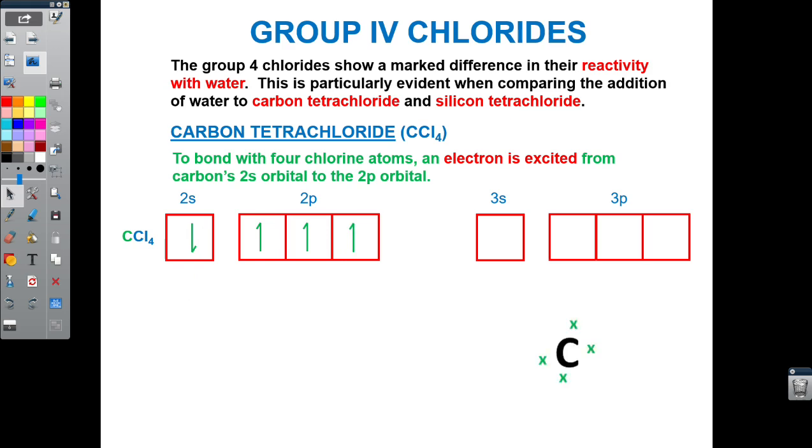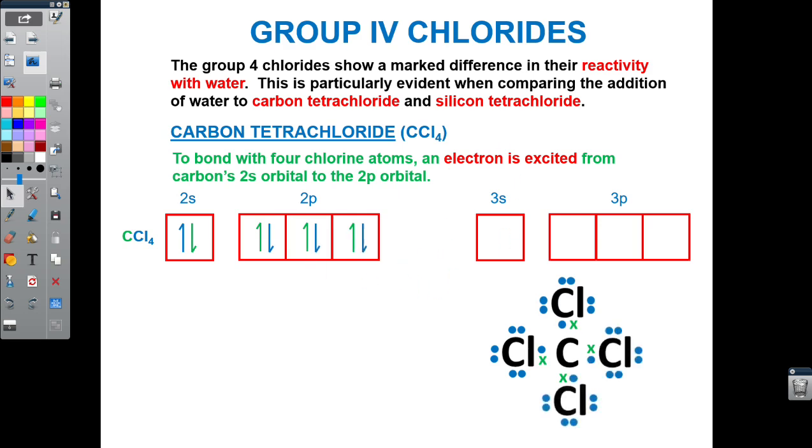If we were back in GCSE days drawing dot cross diagrams, we'd probably draw carbon looking a bit like this, and we'd start putting our electrons from the chlorine to come in here. So there's 1 electron into the 2s. Here's another electron coming into the 2p from another chlorine atom. A third chlorine atom will come in, and a fourth one will come in. And now carbon has a full octet. It's a nice stable situation, and it's obeying our octet rule.